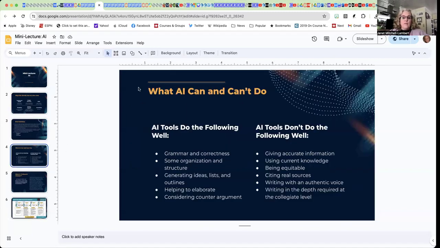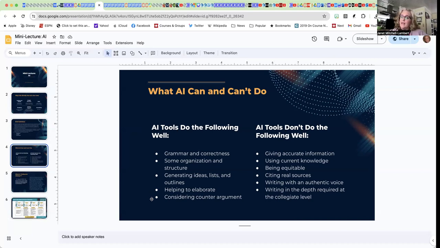So it's really important to understand what AI tools can and cannot do. A few things that AI tools tend to do well. It tends to note grammar and correctness fairly well. It can give you some organization and structure. It does a good job at generating ideas and lists and outlines. It may help us to elaborate if we're stuck, and it might help us consider counterarguments.